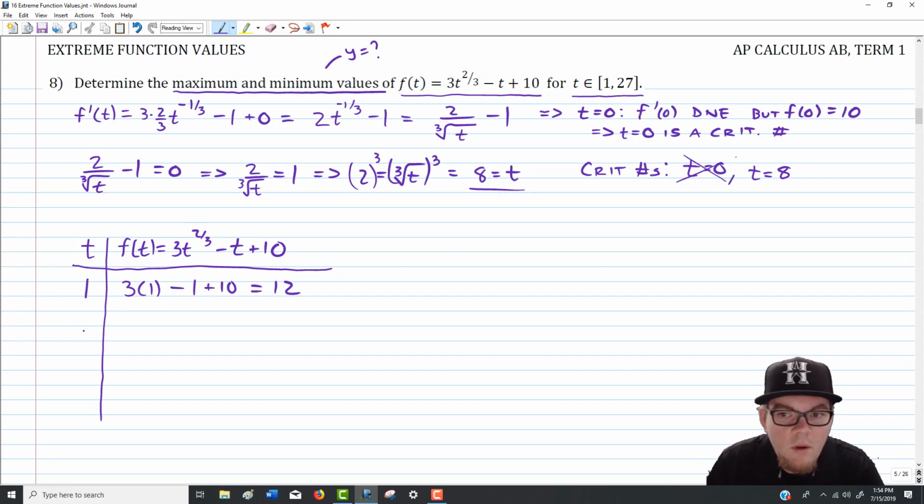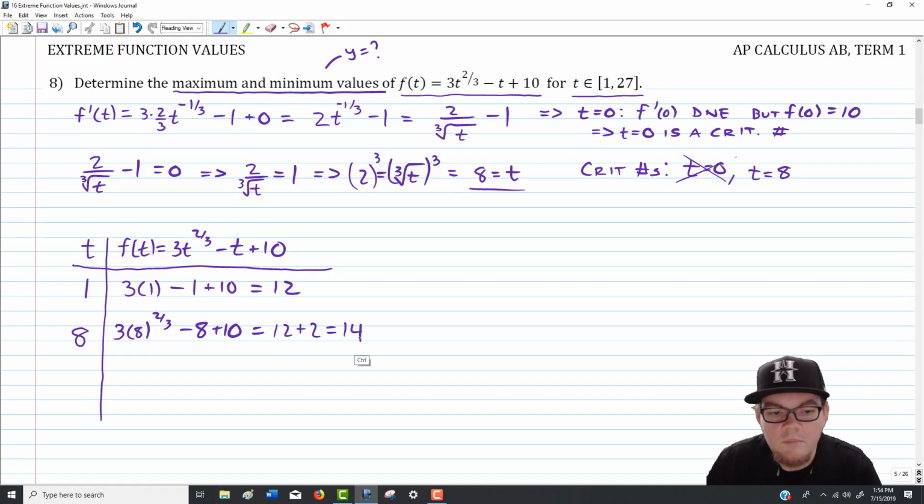Second value we want to plug in is going to be the middle, 8. If we do 3 times 8 to the 2/3 minus 8 plus 10, 8 to the 2/3 is 64 to the 1/3, which is 4. So this is equal to 12 plus 2, which is 14. So we have a new candidate in the house for absolute maximum.